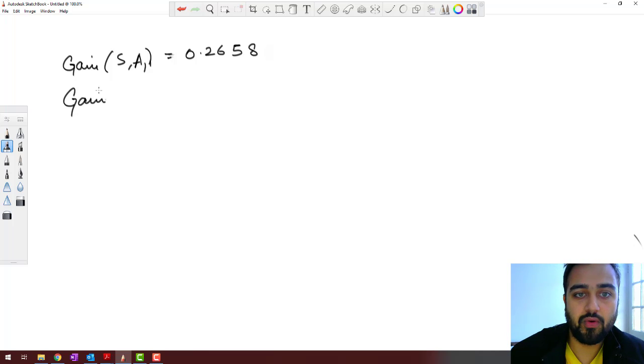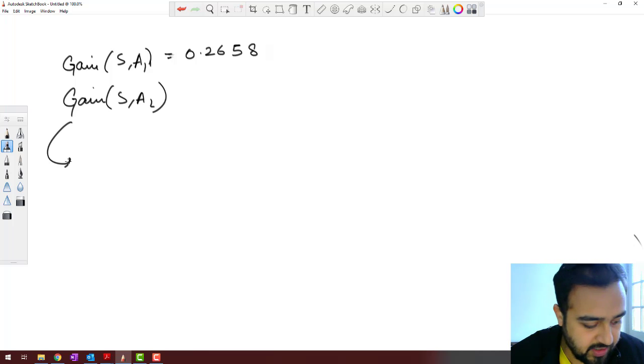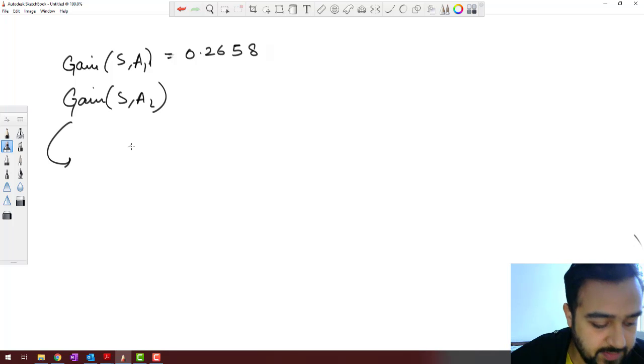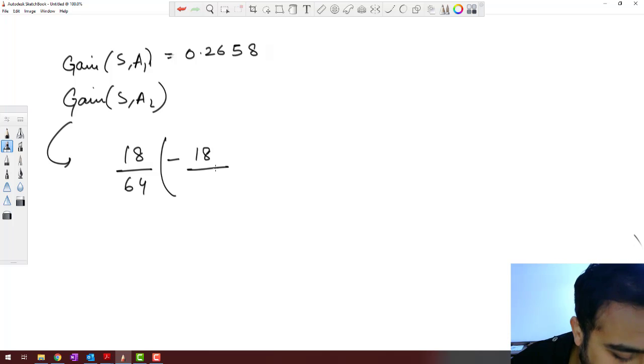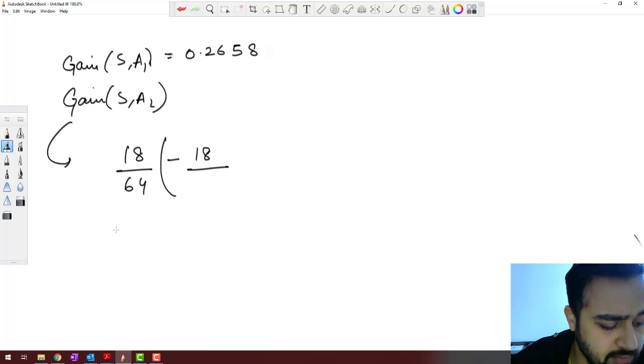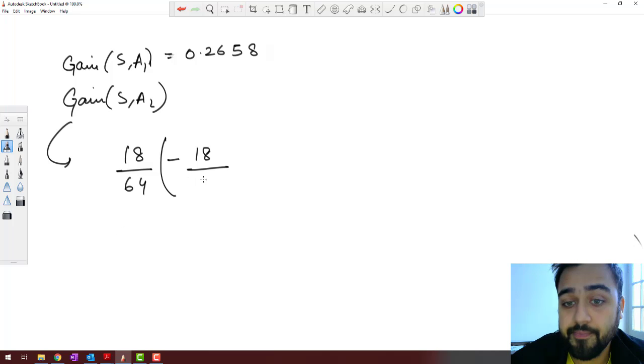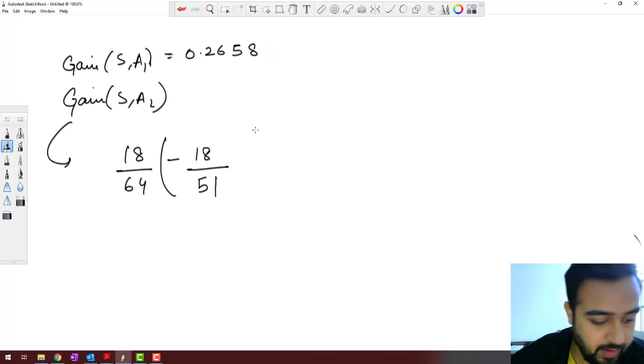Similarly, if you go on to find the gain of A2, I'll write down the equation for you. For A2, it was 18 positive samples and 33 negative samples. So 18 by 64 times minus 18 divided by 18 plus 33, which would be 51.